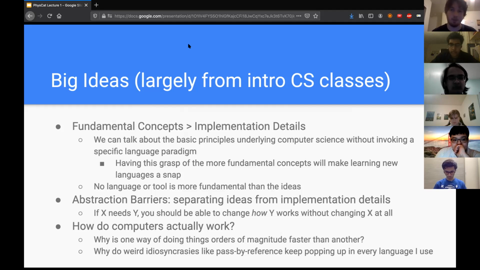So one of our goals is that you should have that intuition for how programming works. And so we want to separate the general case from the individual cases. The other thing we want to teach you about is abstraction barriers.